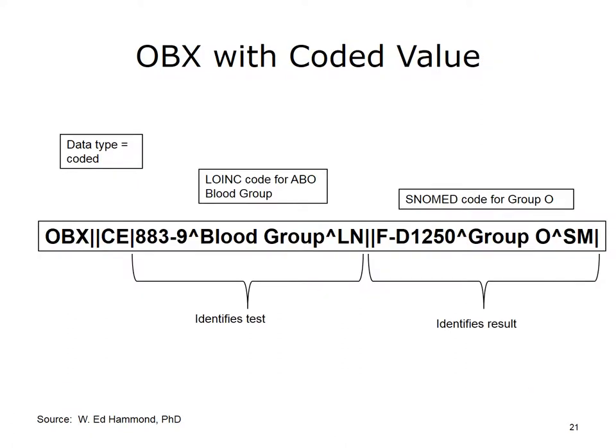This OBX segment example shows a data type of coded, CE. In this example, the test name is specified by a LOINC code, 883-9, and the result is a coded value from SNOMED. This test is for blood group, and the value is group O, a SNOMED code of F-D1250. Note, this construct is referred to as a name-value pair.